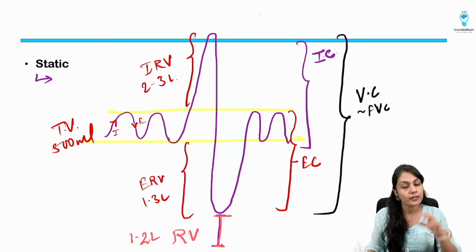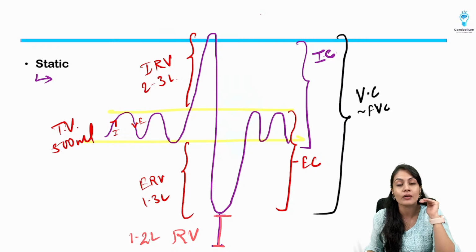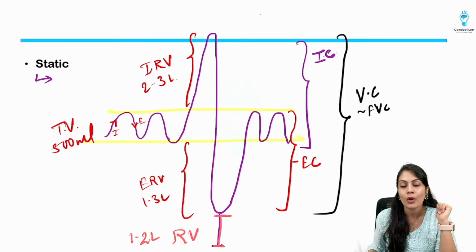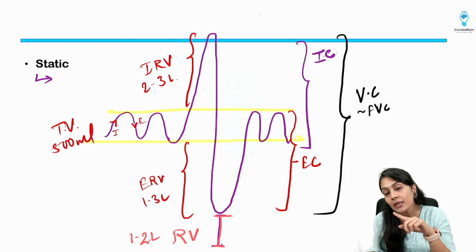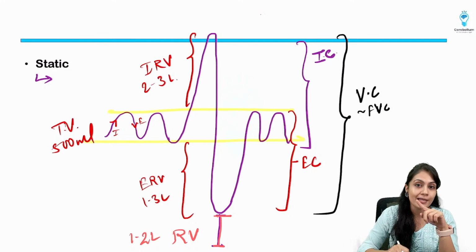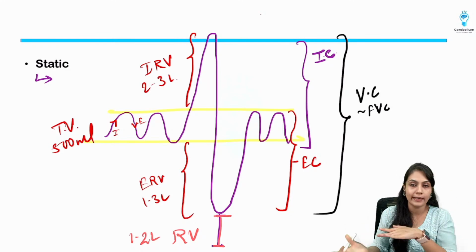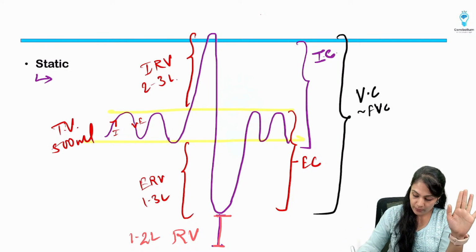Now, what is the effect? The FVC can be reduced. For example, if any patient has obstructive lung disease, what is going to happen is that the VC can be normal, but the FVC will be less. Why is it so? We'll learn later on. Okay, just trust me right now.